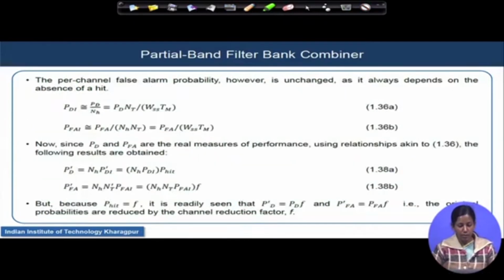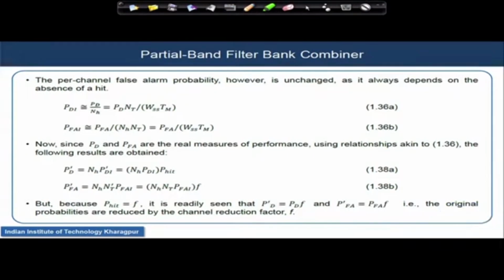We can find a similar expression for the false alarm also. We saw earlier that for the FBC, the PDI and PFAI look like this. So the newly defined PD dashed and PFA dashed, which are the detection probability and false alarm probability of the complete PB-FBC, are not per channel. They are the total probability of detection and the total probability of false alarm at the end of the decision, meaning after L, whatever is coming out, and will be given by this equation.